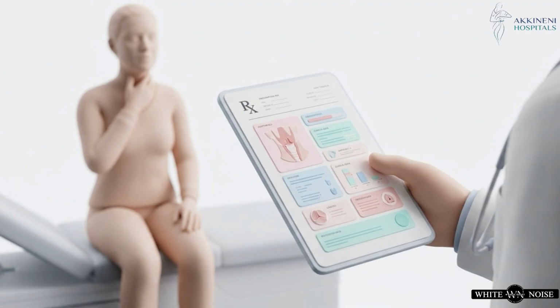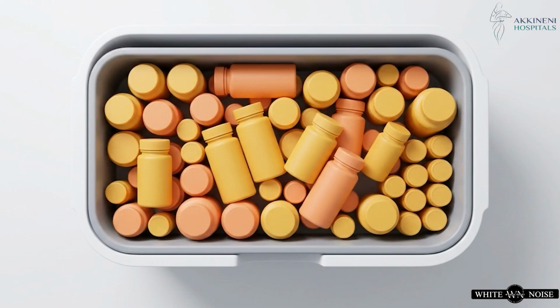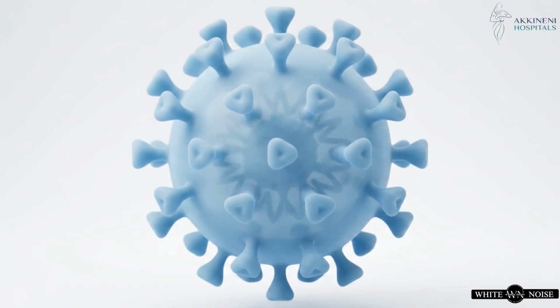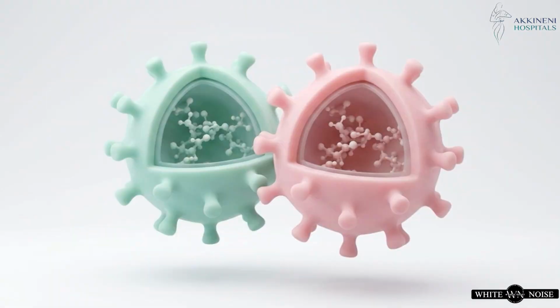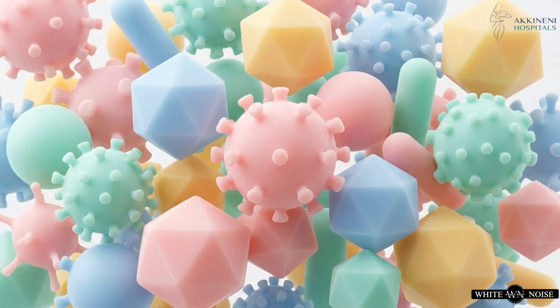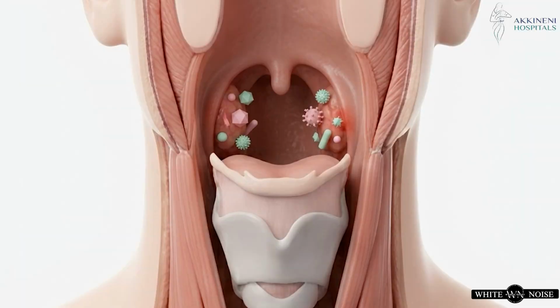Pediatric acute tonsillitis is one of the most common drivers of antibiotic prescriptions worldwide. Yet, in practice, a vast majority of these patients receive medications that offer no biological benefit. Most cases are viral. Pathogens like adenovirus, rhinovirus, parainfluenza, and the Epstein-Barr virus are the primary etiologies driving the infection.